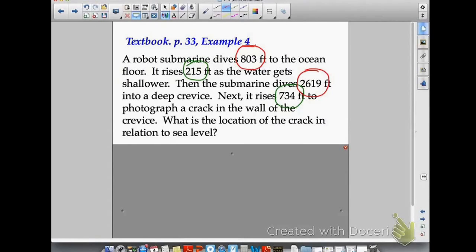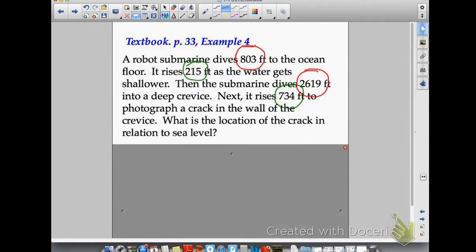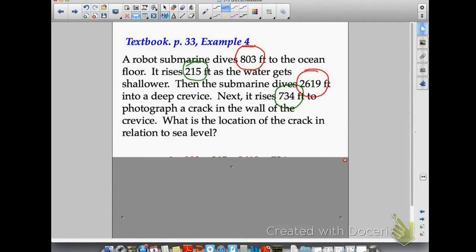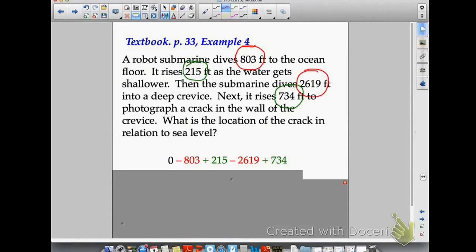Okay. What is the assumption we're making? What is the starting point here? 0. Raise your hand. Morgan? Well, it's sea level. Sea level is always 0. Okay? So it's going down 803 feet. So it's minus from 0, it goes to 803.